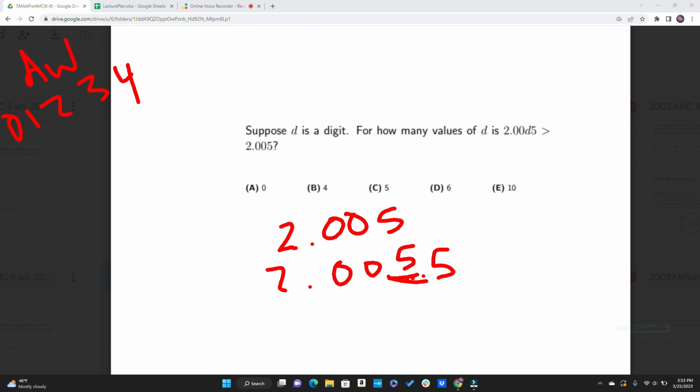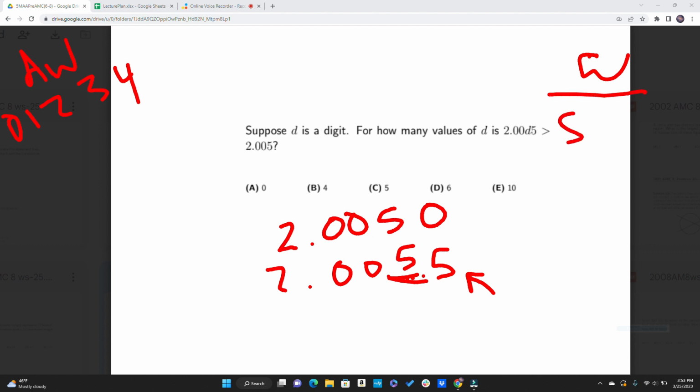Which one's bigger, 2.0055 or 2.005? Well, our 5 makes this number bigger, right? Because this is the same as adding a 0 to the end, and this is the same as with a 5. 5 is more than 0, so adding a 5 for D makes that number bigger. So 5 works.